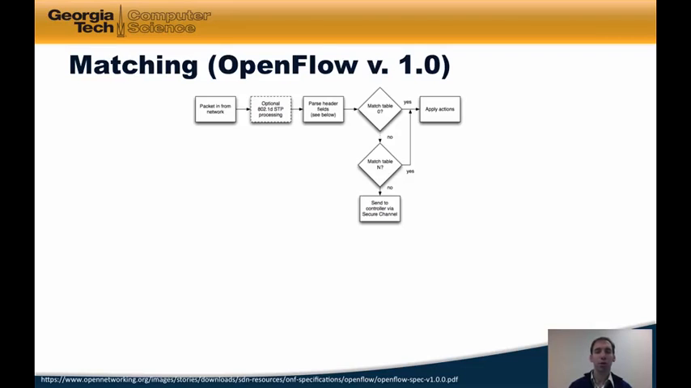This particular flowchart, which is taken from the OpenFlow version 1.0 specification, specifies how a switch should process a packet as it arrives. When a packet arrives at the switch, it parses the header fields, and based on the values of those header fields, it will attempt to match that packet against flow table entries in any one of several flow tables. If there is no match in any of those tables, the traffic is sent to the controller. Otherwise, actions are performed based on the actions that are specified in the matching flow table entries.